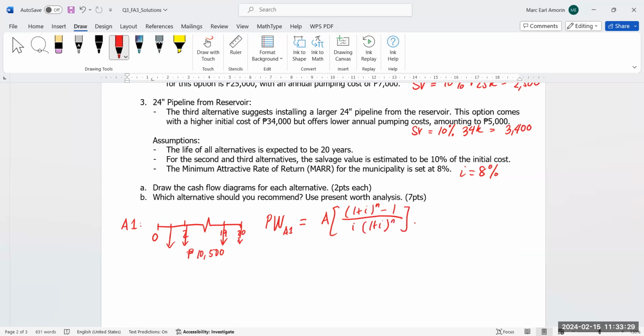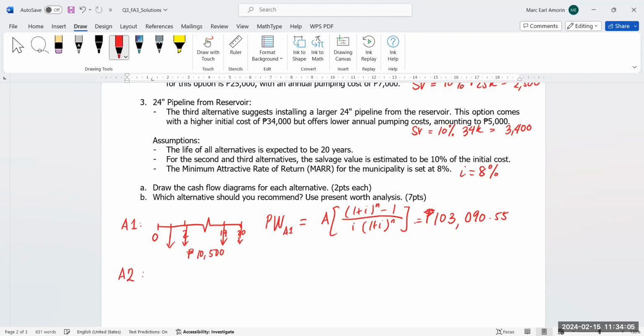Wherein your A is 10,500. Okay? i is 8%. n is 20 years. So all are given. So we just need to input the values into our calculator to get 103,090 pesos and 0.55 cents. Okay? So take note that this is a negative value since we are talking about cost or negative cash flow. Okay, so let's proceed to alternative 2.